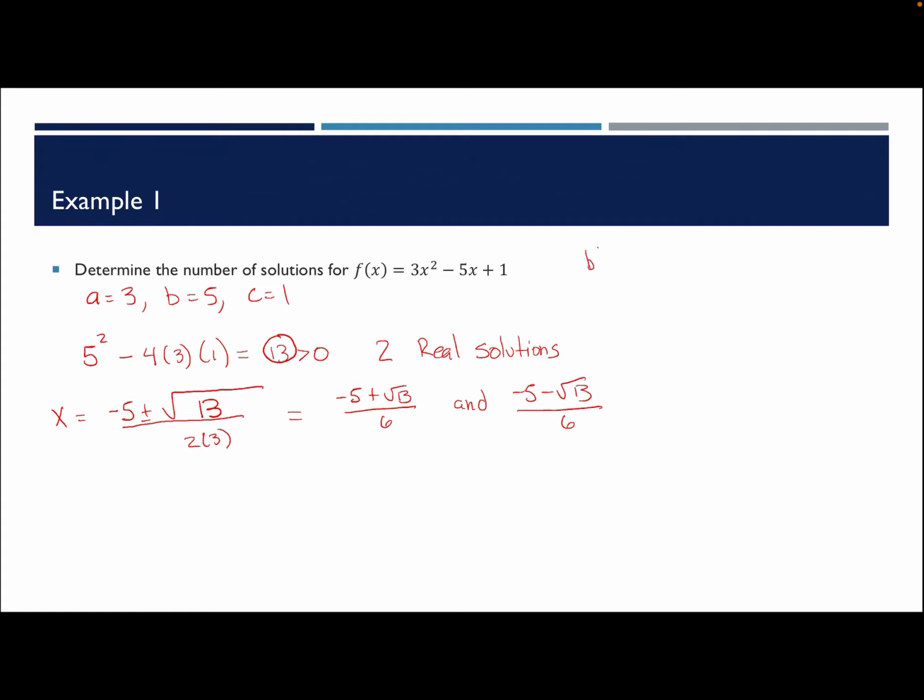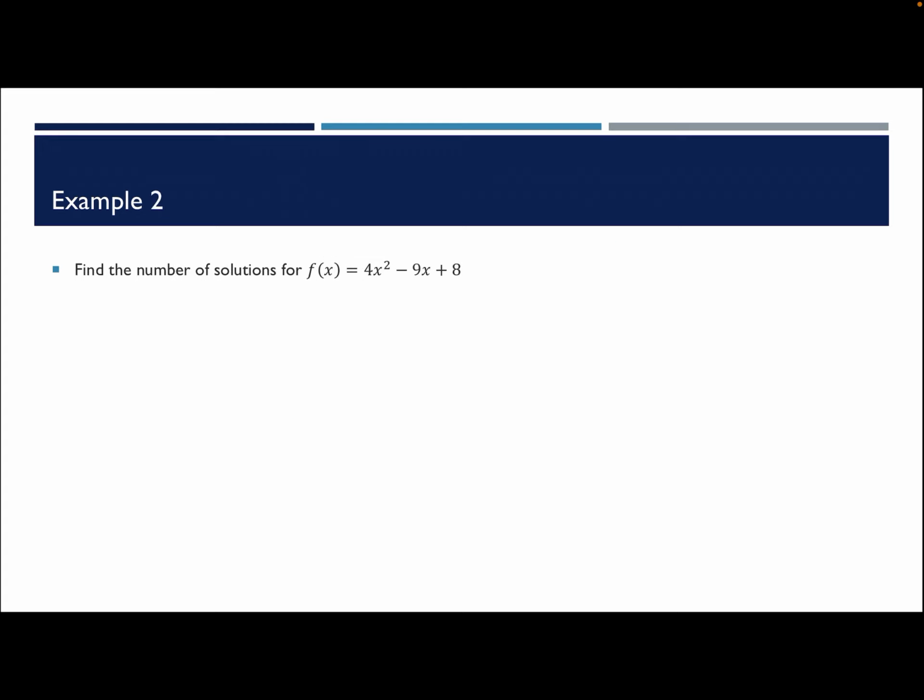Remember, the b squared minus 4ac part is the calculation that we did here for the quadratic formula. So we get two real solutions, and they are those values. For the second example, we have 4x squared minus 9x plus 8. Same thing, a is going to be 4, b is going to equal negative 9, and c equals 8.